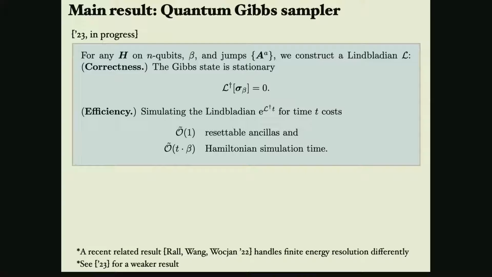So here's the main result of today. It's the most technical slide. Today we present the quantum version of classical Markov chains, or quantum Gibbs sampler. Here's the statement. For any Hamiltonian on n qubits, any desirable choice of inverse temperature beta, and some set of jumps, we construct a Lindbladian L, which is a continuous time quantum walk, a quantum Markov chain, with the following desirable properties. First, the Gibbs state is stationary.